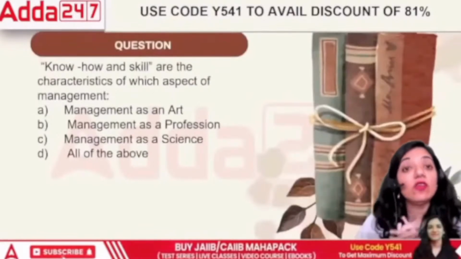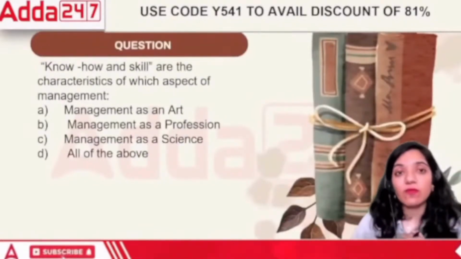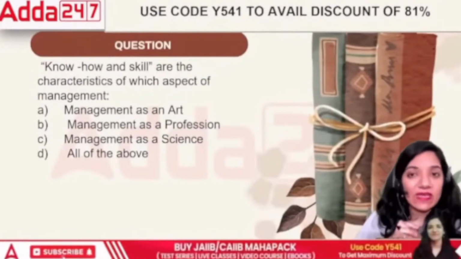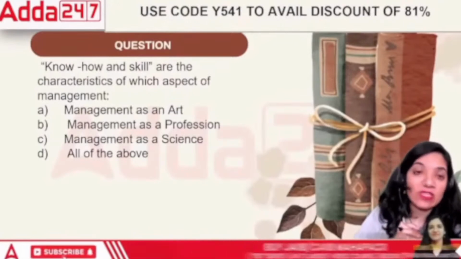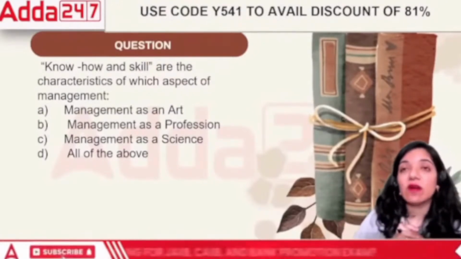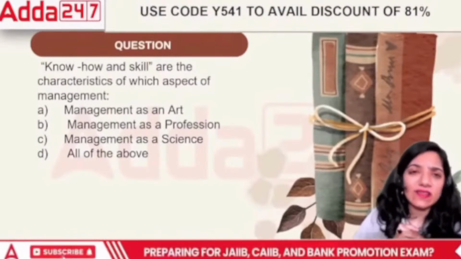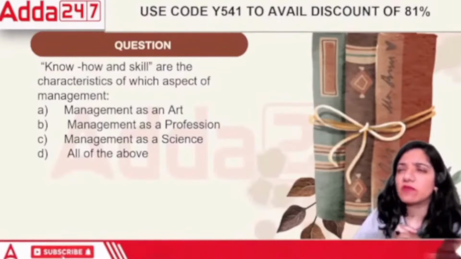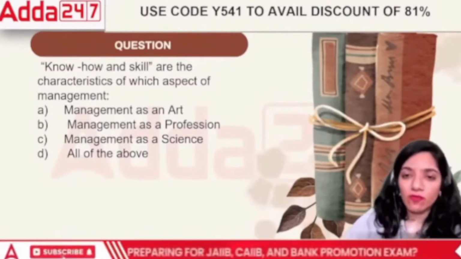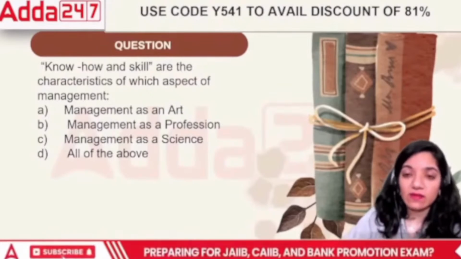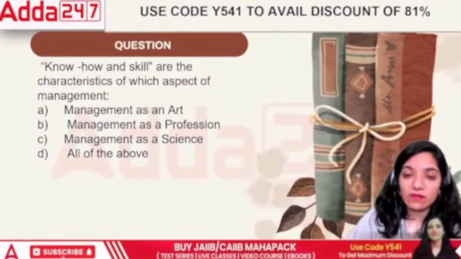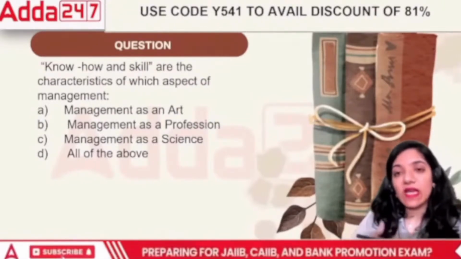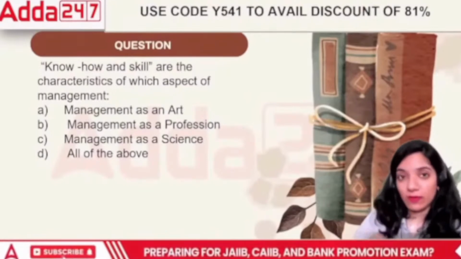Achha, the next question is, know-how and skill are characteristics of which aspect of management? In terms of management, where do know-how and skill stand? It is management as an art, management as a profession, management as a science, or all of the above. See, a skill is basically knowing that particular thing. For example, I might be knowing a specific way of working. If I say I know that particular thing, that's an art for me.